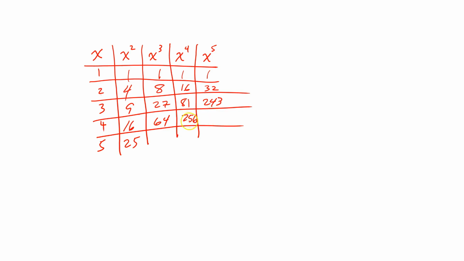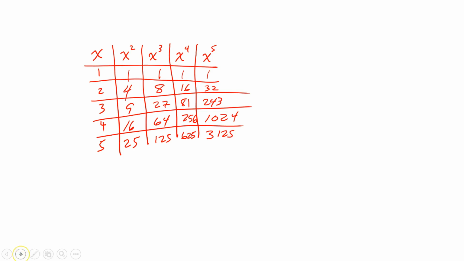4 times 4 is 16, times another 4 is 64, times another 4 is 256, times another 4, well, 4 times 250 is 1,000, and 4 times 6 is 24, so 1,024. 5 times 5 is 25, times another 5 is 125, times another 5, 625, times another 5, well, 5 times 600 is 3,000, 5 times 25 is 125, so that's 3,125.